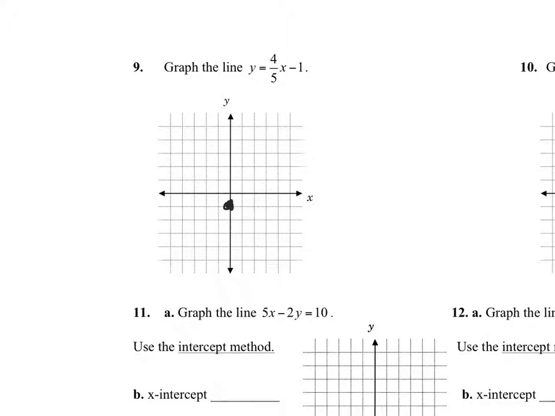And from that point, that's my starting point, I'm going to count slope of 4/5. I'm going to rise 4, and then I'm going to run. Well, I usually walk, but I'm going to run 5. It should be rise over walk. Okay. 1, 2, 3, 4. 1, 2, 3, 4, 5. Put a point there and draw a nice straight line.